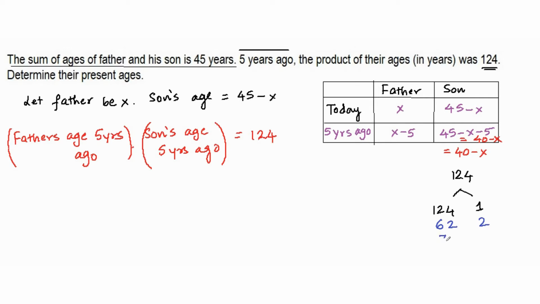One possibility is therefore 31 fours are, and 31 fours are is quite a decent possibility, because 31 into 4 is 124, and this is the age 5 years ago, so today their ages would be 36 and 9, and wow, 36 plus 9 is also 45. Therefore, the right answer to this question is going to be 36 and 9.